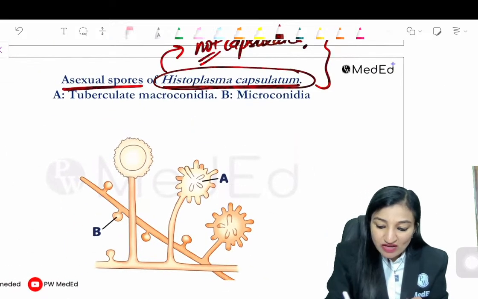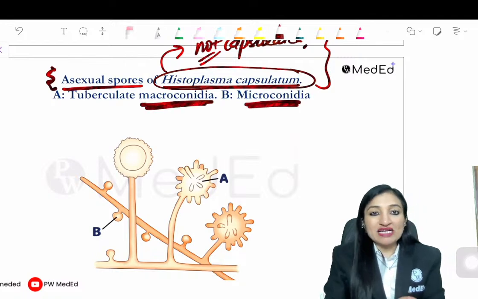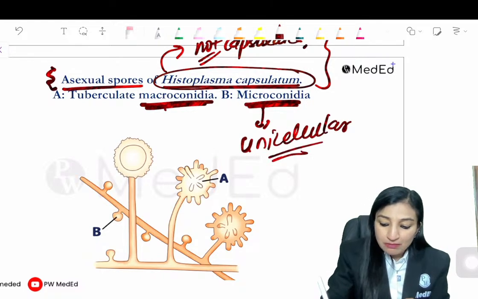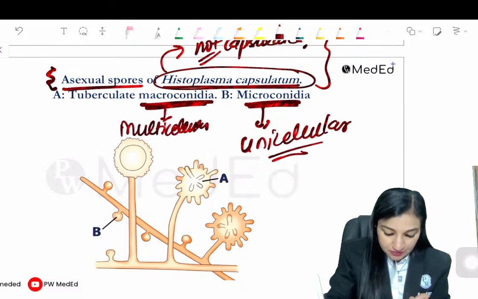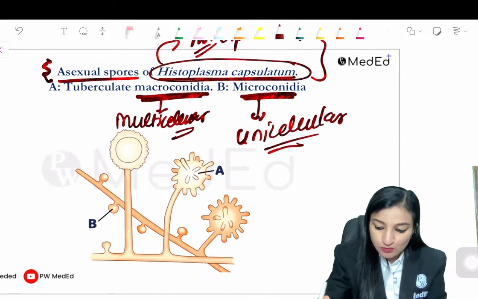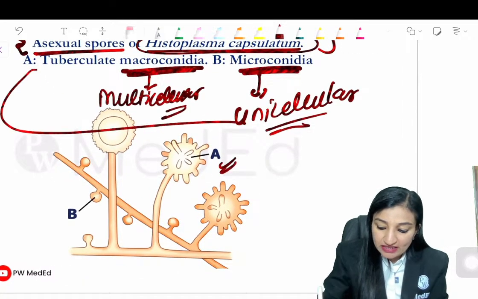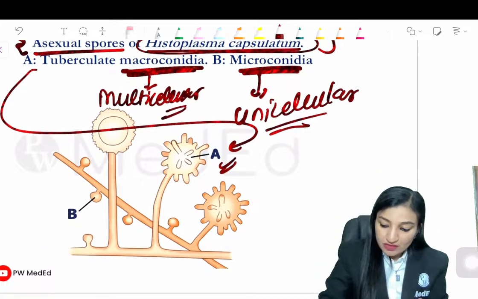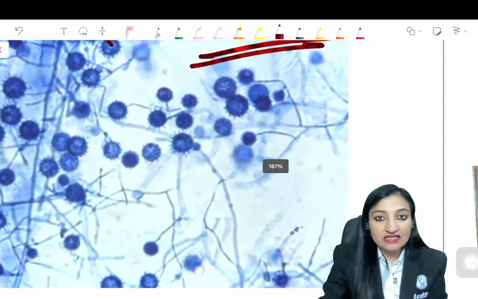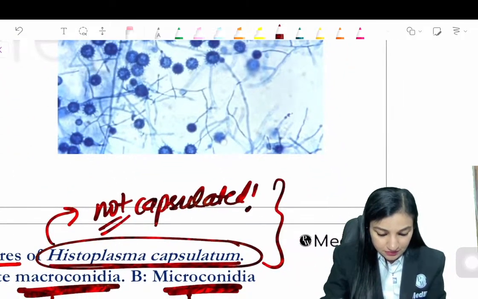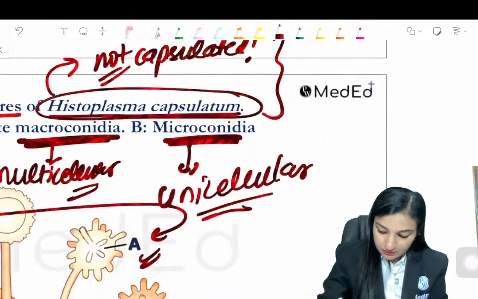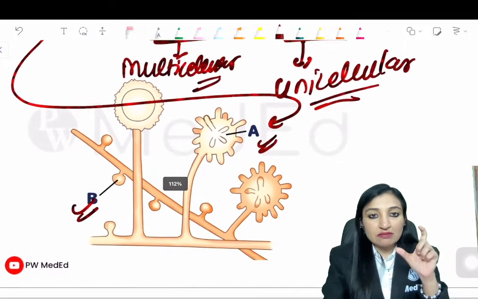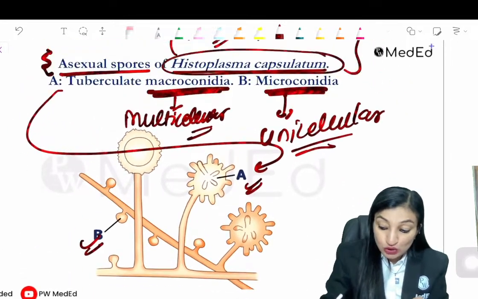Okay. So look at this. We have the asexual spores. See, micro and macroconidia are examples of asexual spores in mycology. Microconidia are unicellular, because the name itself says micro, and macroconidia are multicellular spores. So A are the tuberculate macroconidia. You can see these spine-like projections from the surface of these macroconidia, as you can see in this diagram. Is this clear? All right. Then the B, whatever has been marked in B, these are microconidia. These are unicellular spores.